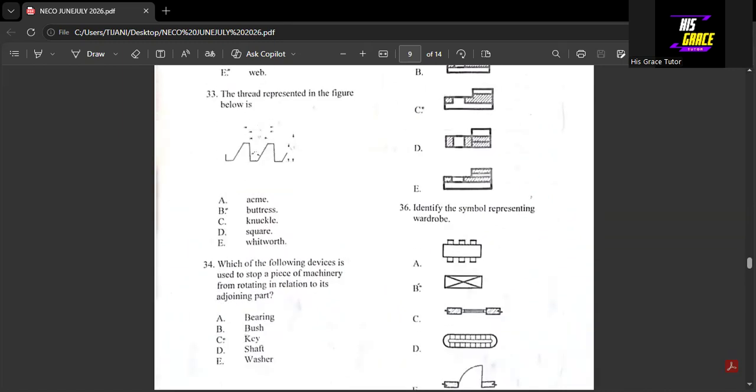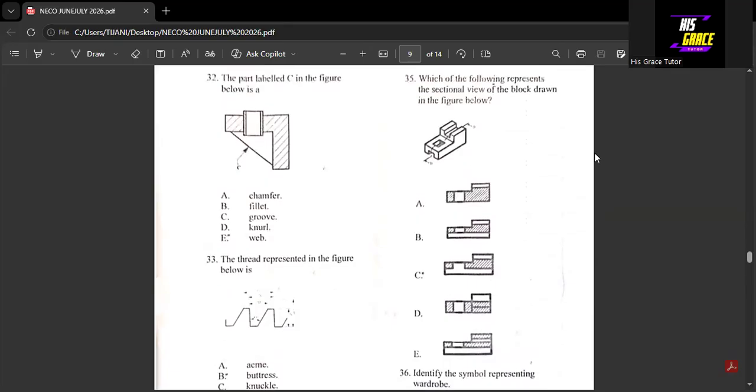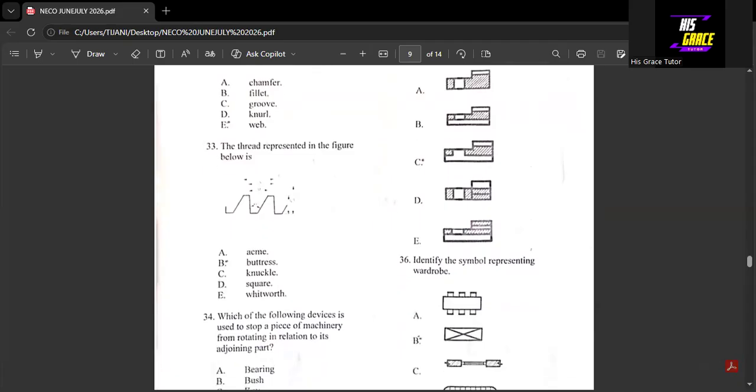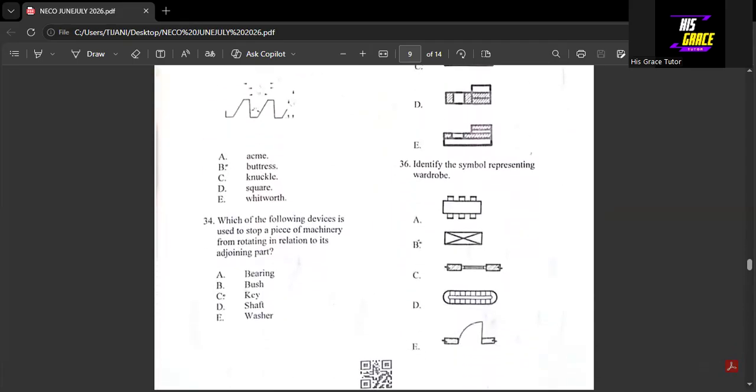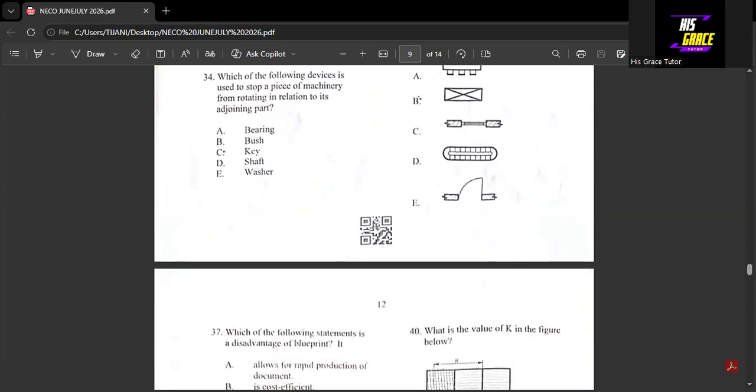Then going to question 35. Question 35 says, which of the following represents the sectional view of the block drawn in the figure below? The answer is option C. Then question 36 says, identify the symbol representing wardrobe. The answer to question 36 is option B.